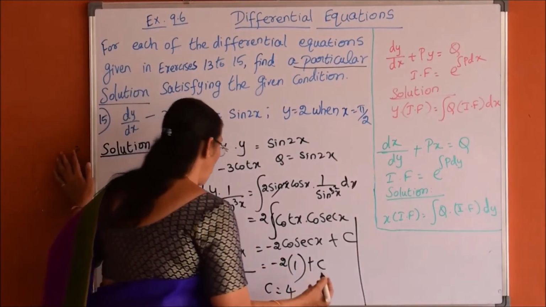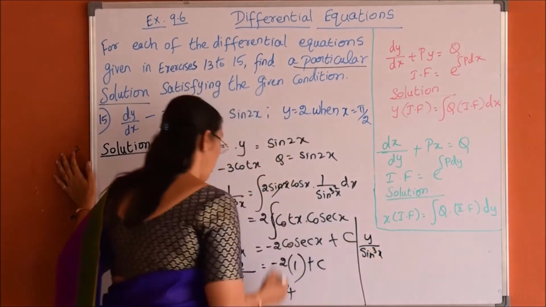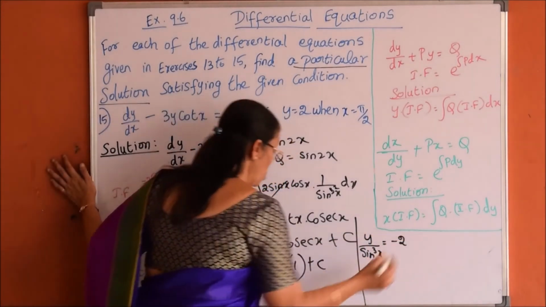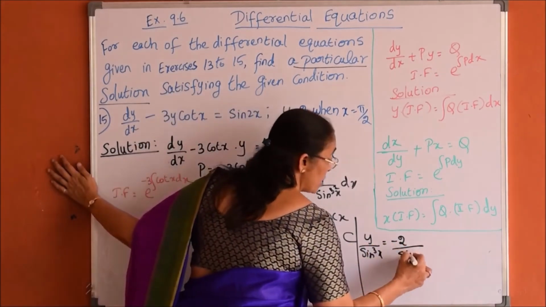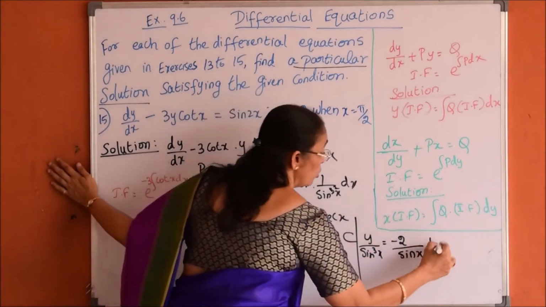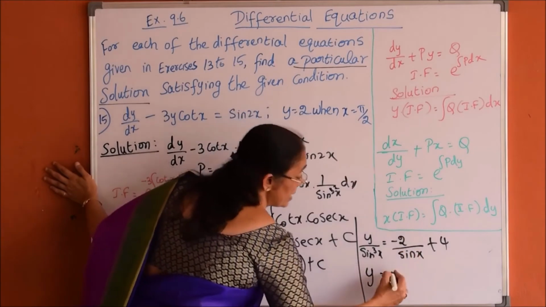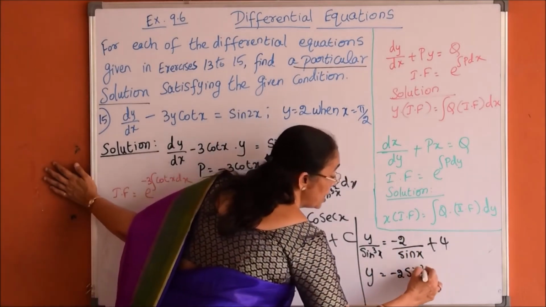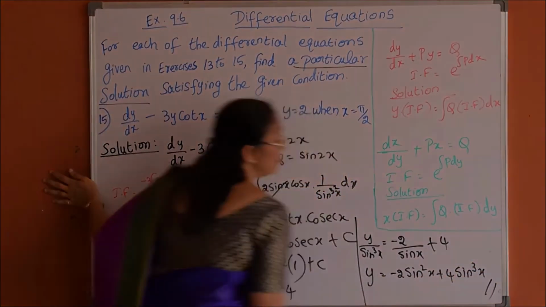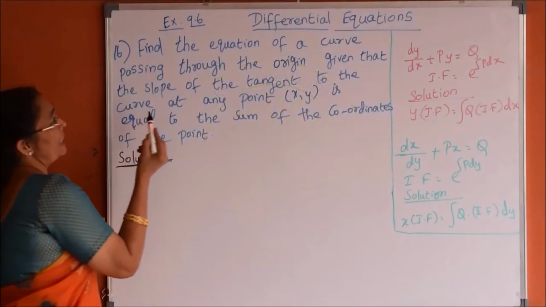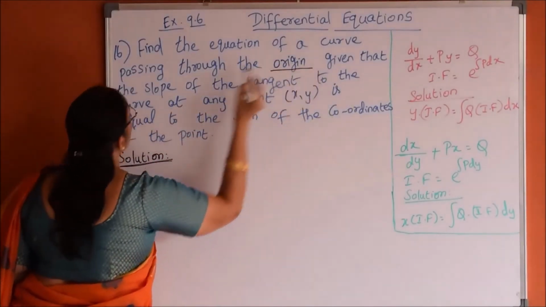Substituting c is equal to 4, we will get y by sin cube x is equals to minus 2 cosecant x, can be written as 2 by cosecant is sin x, plus 4. Therefore, y is equals to 2 sin cube x by sin x minus 2 sin square x plus 4 sin cube x.